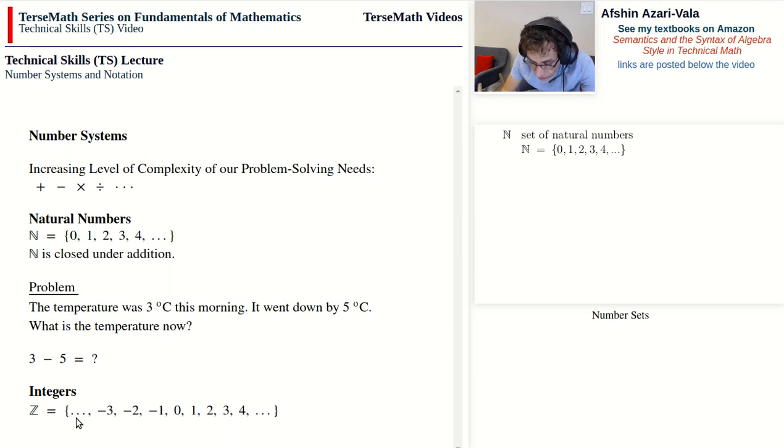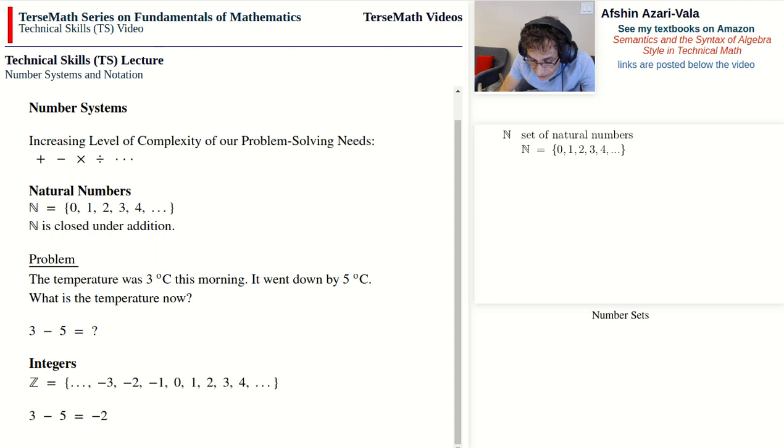So the pattern continues on both ends. Going forward, we have numbers like 0, 1, 2, 3, 4, and so on. Going backward, we have -1, -2, -3, and so on. And now I can write the answer to the problem above as 3 minus 5 equals -2.